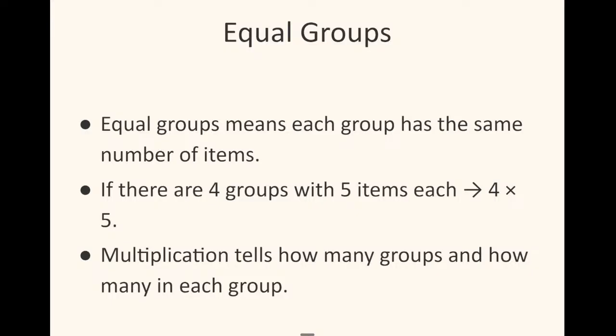Equal groups means each group has the same number of items. For example, if there are 4 groups with 5 items in each group, then that equation would equal 4 times 5, because each group has the same number. You can get this result. If the groups are not equal, multiplication does not work. Equal groups are the key to multiplication.